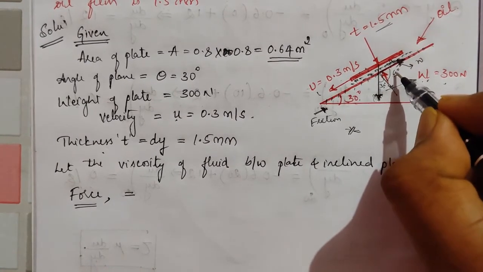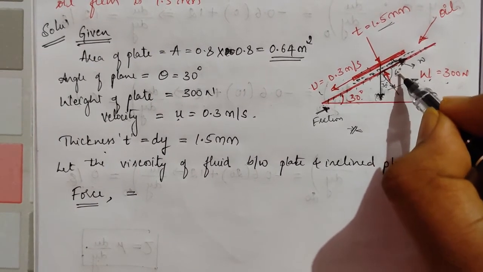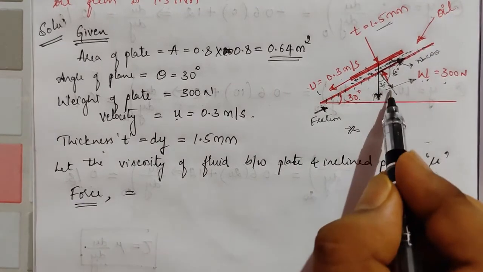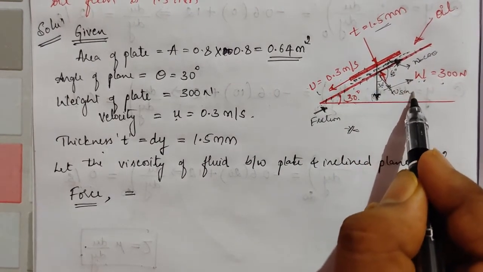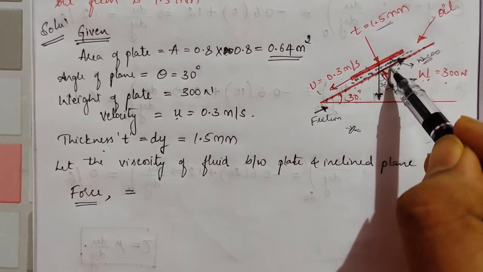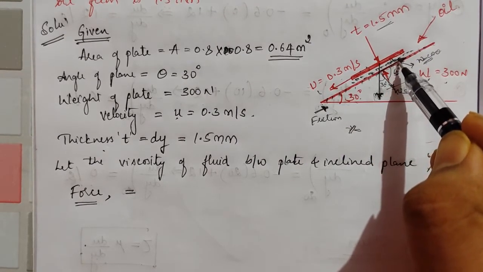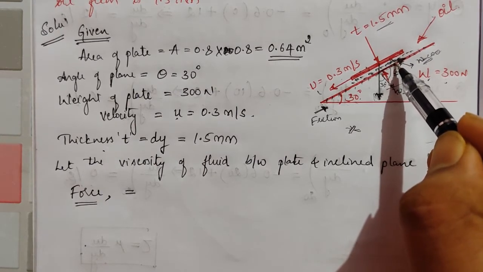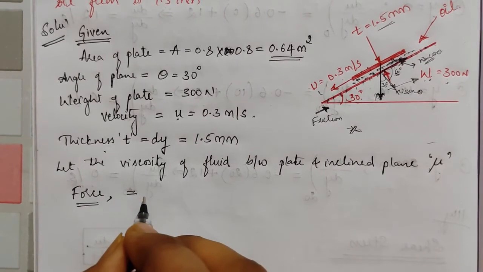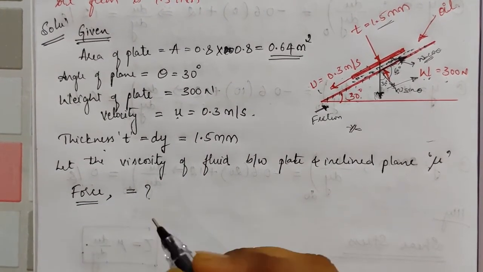Okay, the component of this weight, it is 300 Newton, and its component, if we resolve, we will get like this. We know that this is 30 degree, this is also 30 degree, so 90 minus 30 is 60 degree. With respect to the plane is 60 degree, right? So I'll take this as W cos theta, and this one W sin theta. What I want is this force, because I need to find the force at the bottom surface of the plate, where oil is there. Fine. Now I want to find this force.